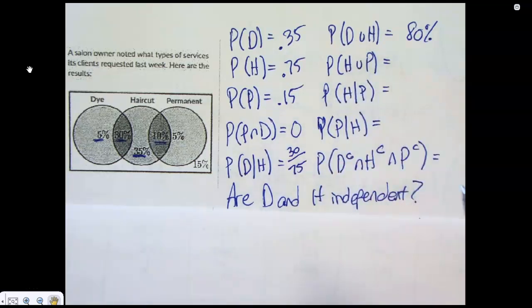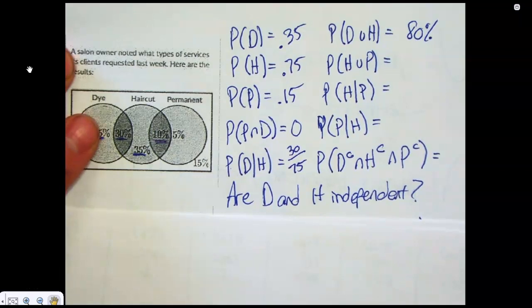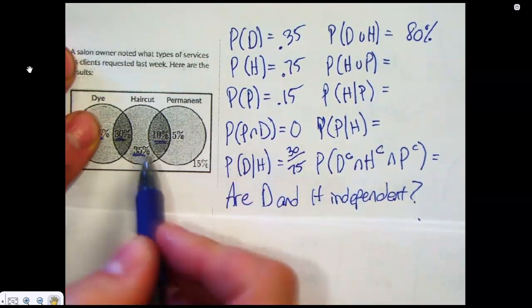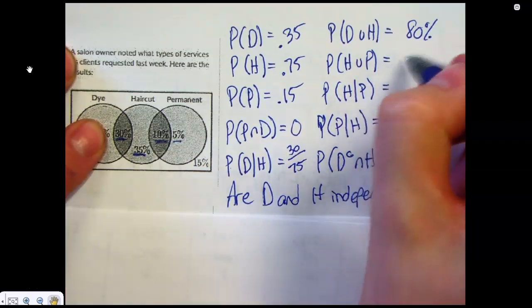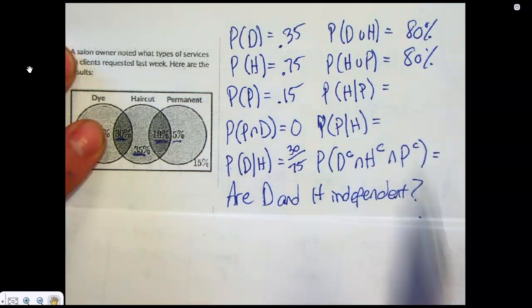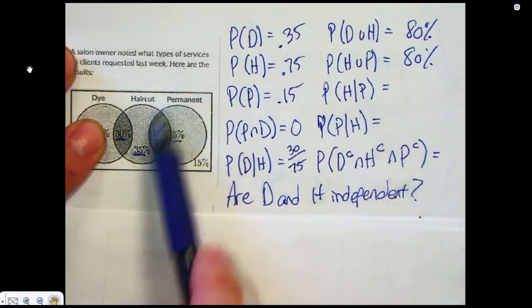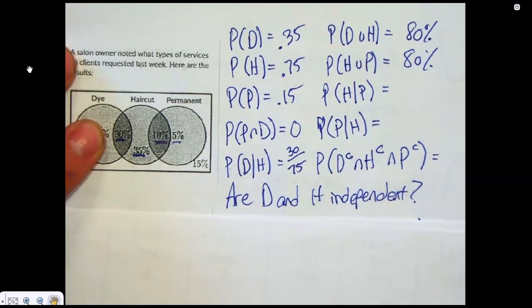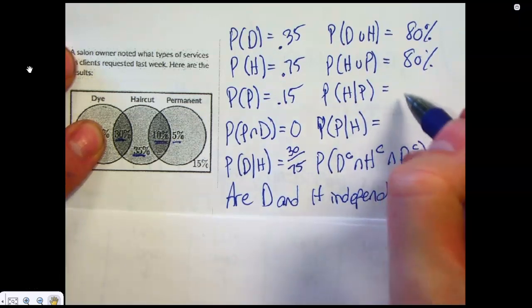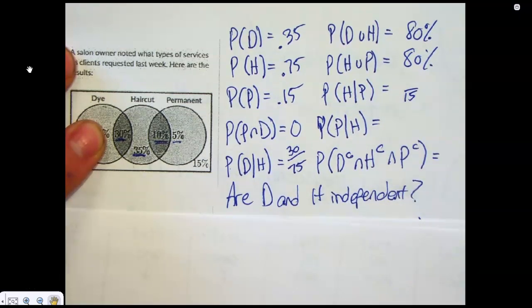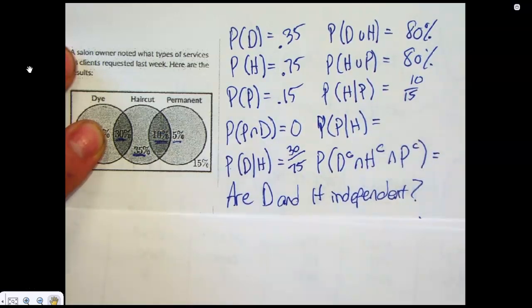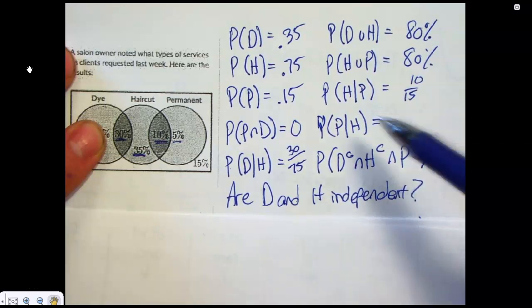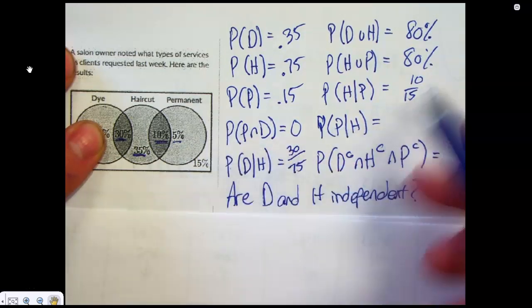H or P, so haircut or permanent. Now I want to add up anything in either the haircut or the permanent circles. So 30, 35, 10, and 5. It's still 80%. Haircut given permanent. I know I'm in the permanent circle. How big is the permanent circle? 15. In that circle, how much of it is taken up by haircuts? 10. 10 out of 15, or 66.7%.